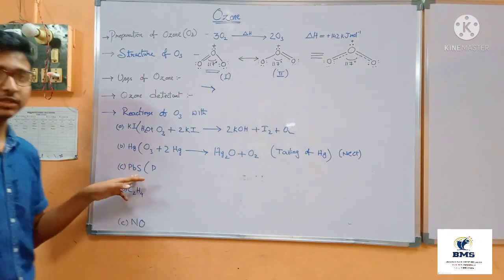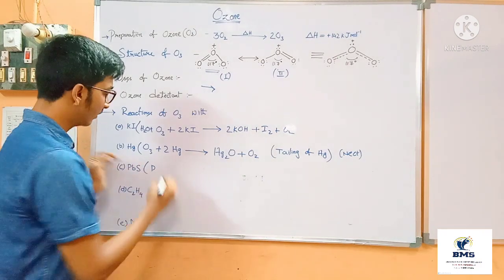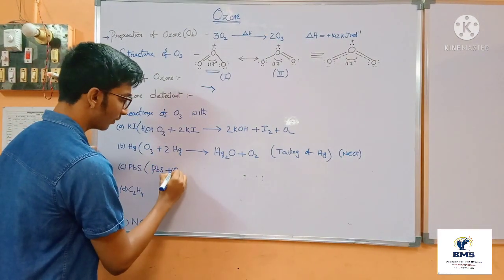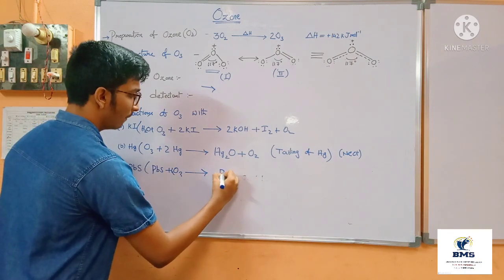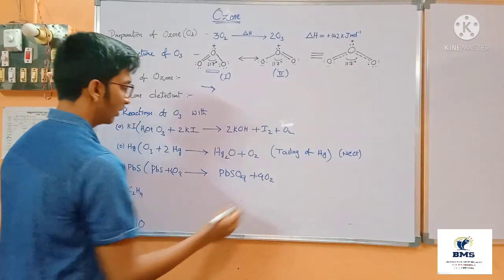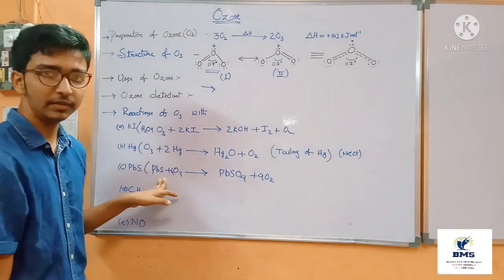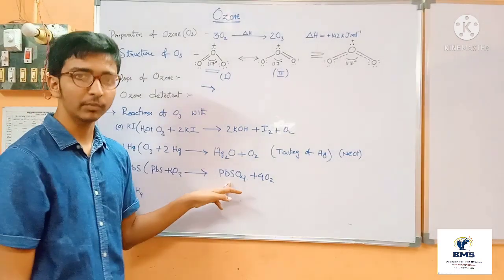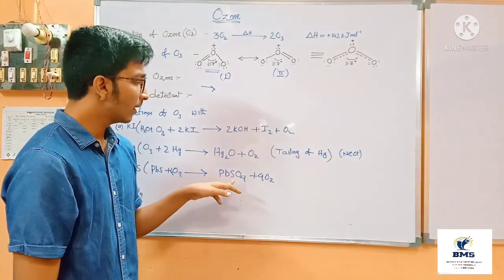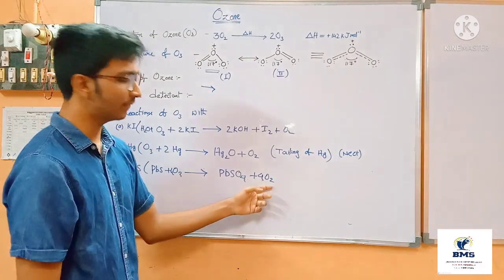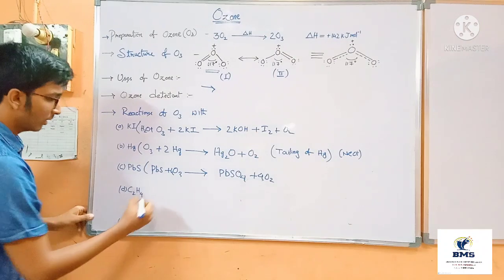And PbS, which is lead sulfide. PbS reacted with 4O3 gives PbSO4 plus 4O2. Here PbS is black lead sulfide, and when reacted with 4 molecules of ozone it gives white lead sulfate and 4 oxygen molecules.